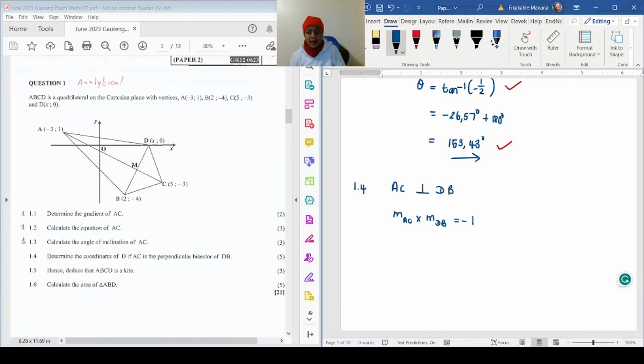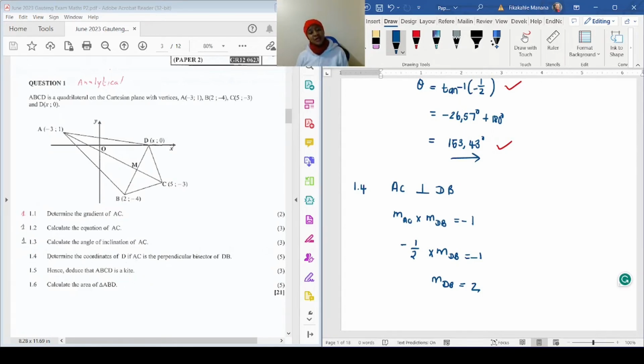So the gradient of AC is -1/2 times the gradient of DB. Okay, I'm going about this the long way. For those who can just see it, just do it. So now if we take it to the other side, we're going to get 2. So 2 times -1/2 will give us -1. So that's the gradient of DB, so that's 2. Now that we have the gradient, what are we going to do to get the coordinate of D? Basically the x coordinate.